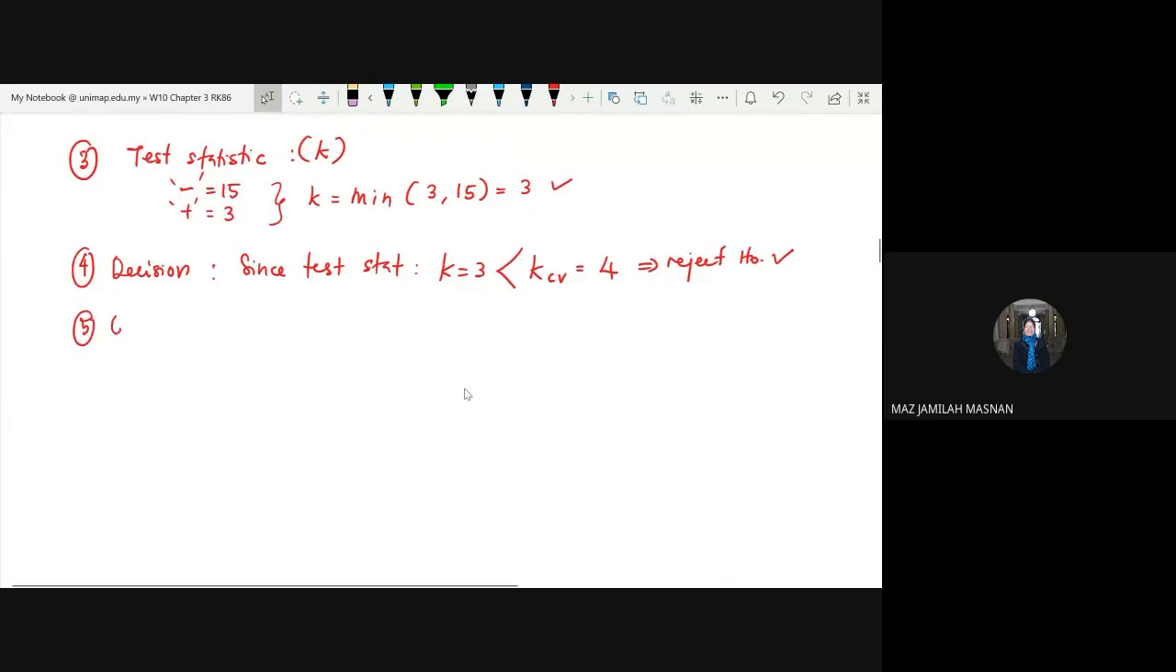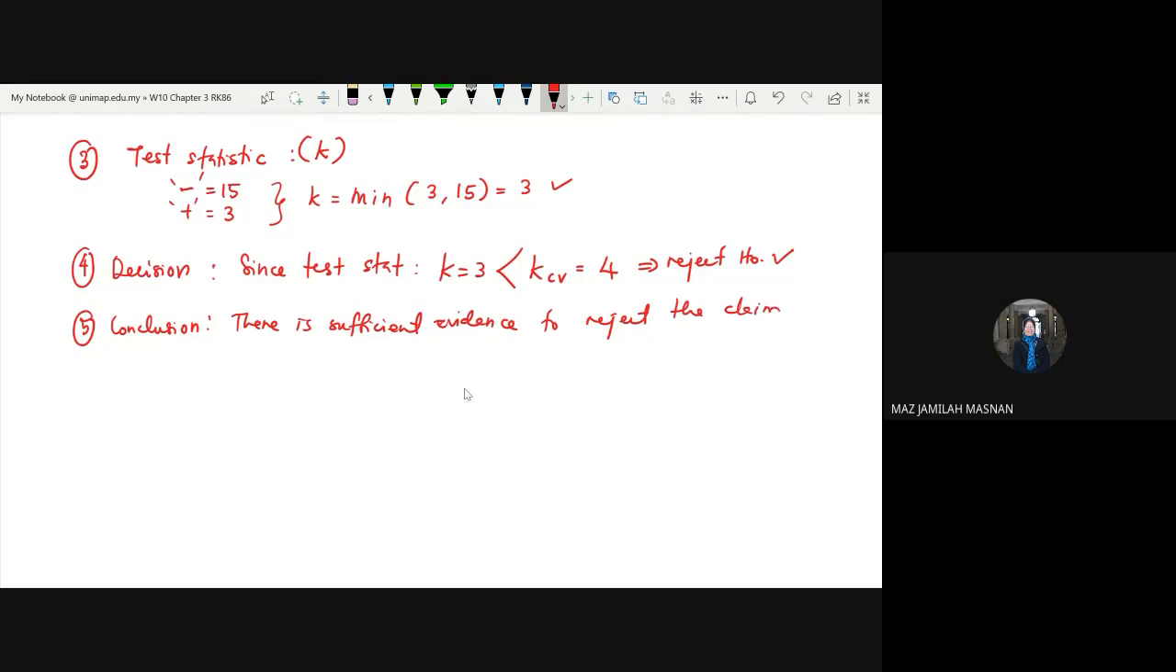Now the conclusion. In this case, there is sufficient evidence to reject the claim.